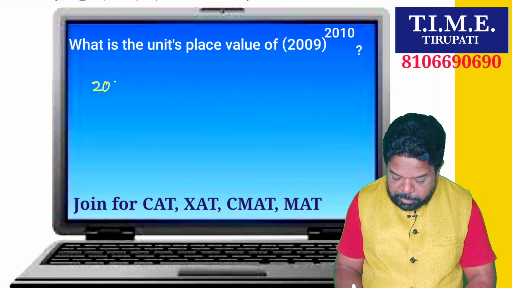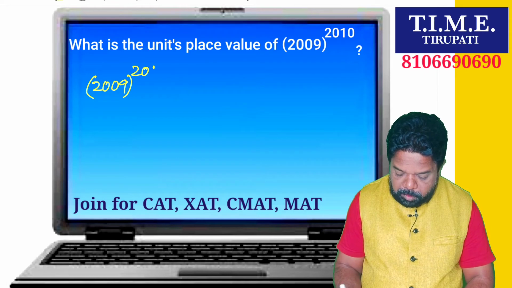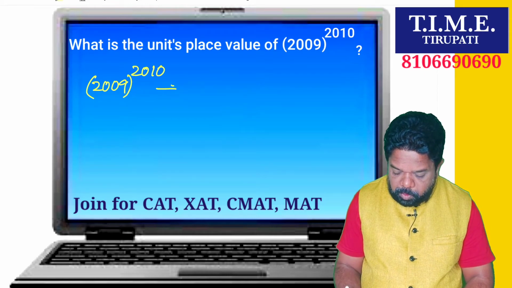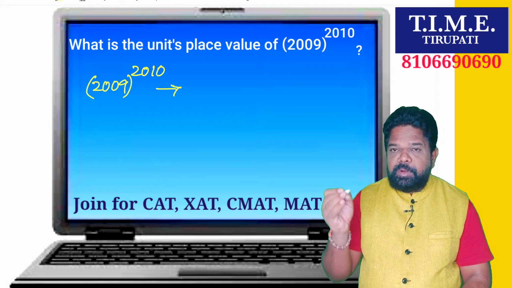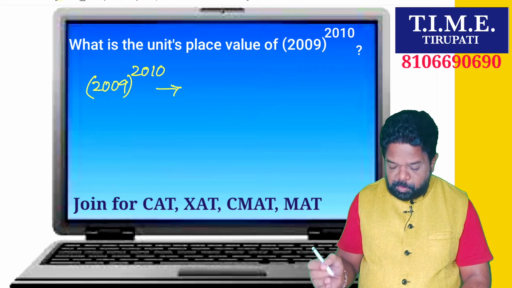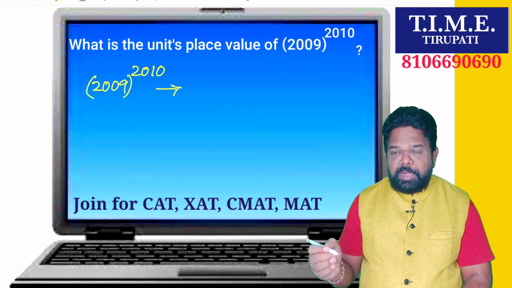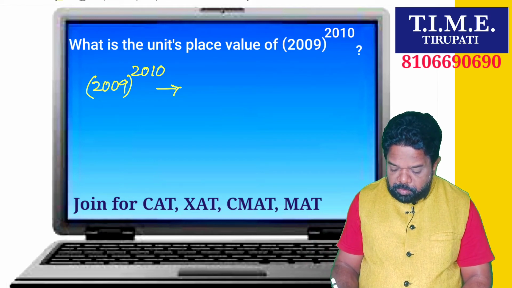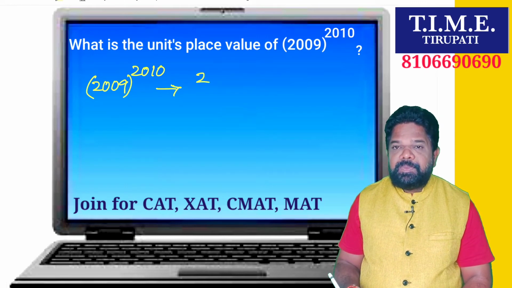See here how you can calculate. 2009 whole power 2010. What is our shortcut here? Directly you have to observe only the power divided by 4 to get some remainder. The power here is 2010. So 2010 divided by 4, how much remainder? 4 5 is 20, 0, 4 2 is 8, 2 is the remainder. Again you got 2 as the remainder. So the 2 is the power of the units place value.